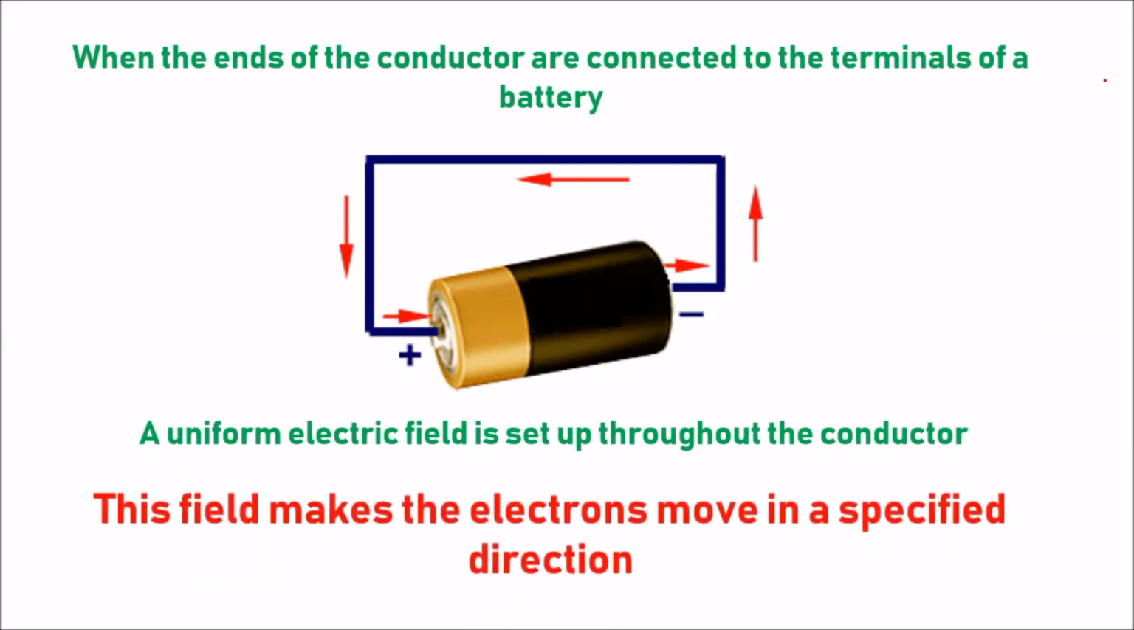This field makes the electrons move in a specified direction. Because of this electric field only, all electrons will be moving in a specified direction. If there is no cell, there will be no electric field. If there is no electric field, there will be no ordered motion. If there is no ordered motion, all electrons will be in random motion. So try to understand that concept.